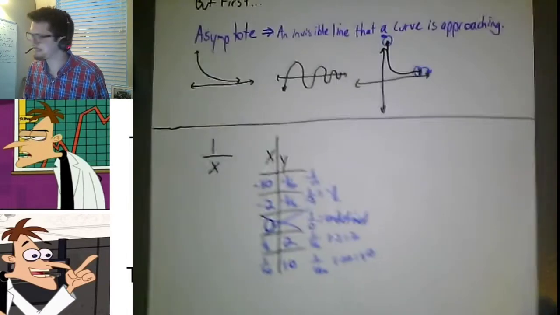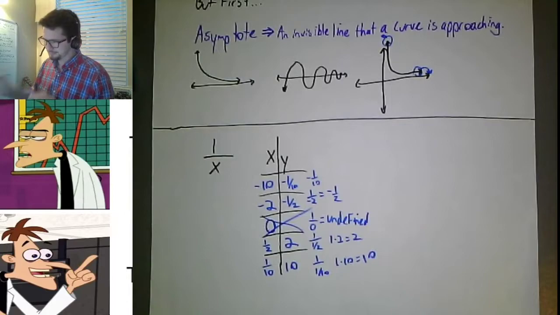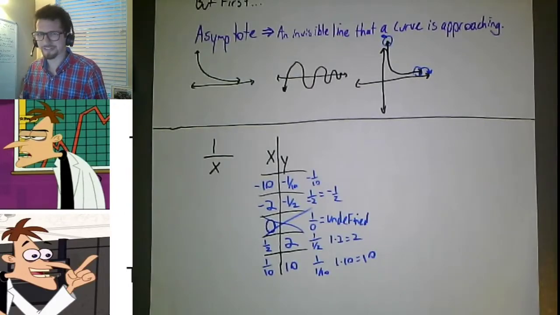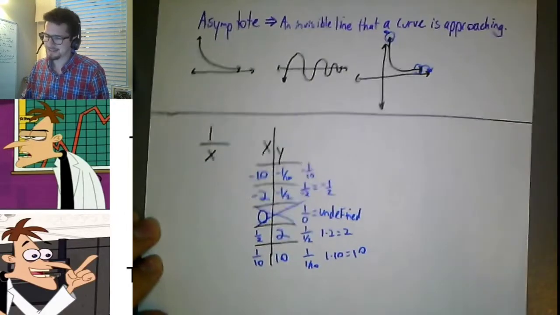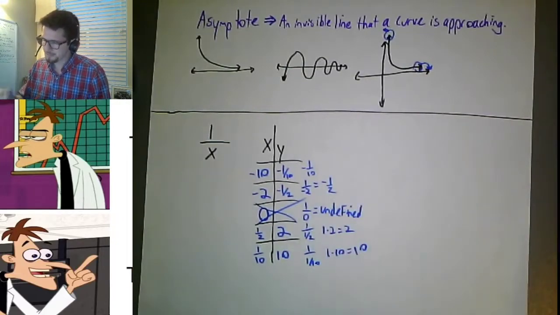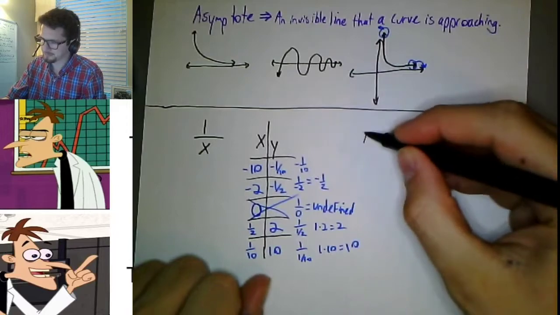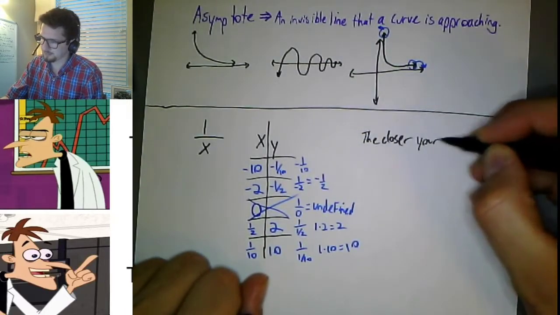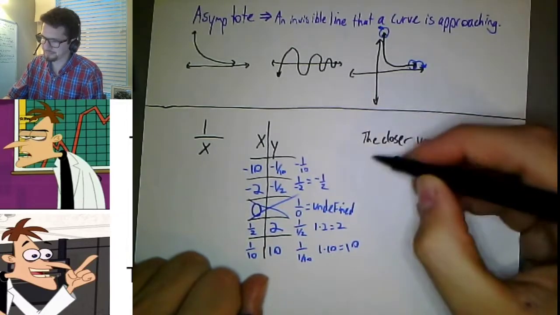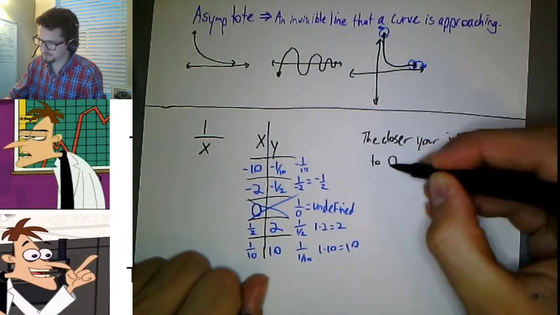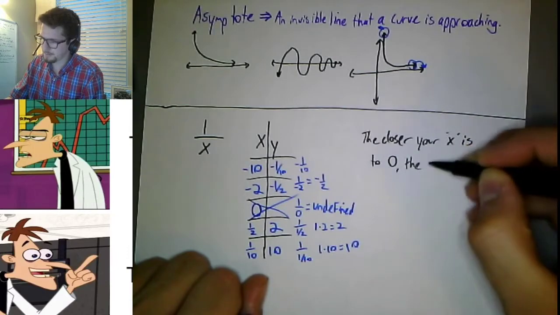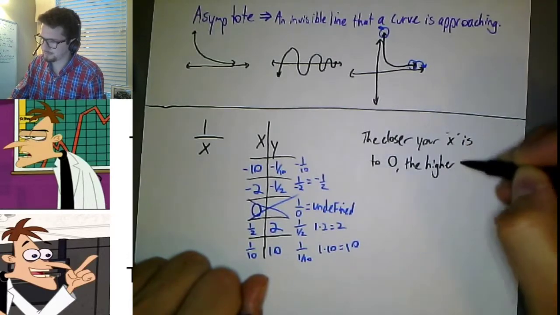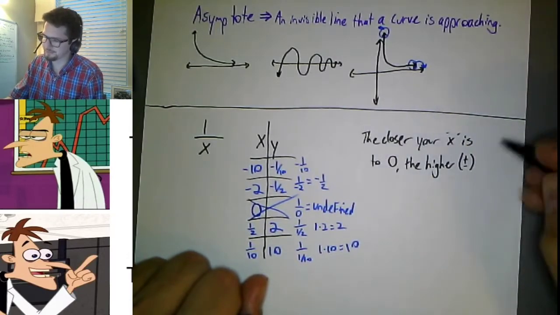Okay, what the heck is happening on this t-table? Rational functions are weird in that, for this graph, the closer your x is to 0, the higher, positive or negative, your y.